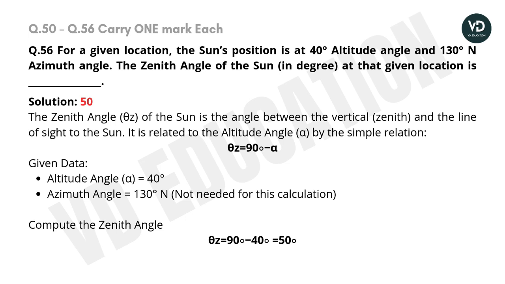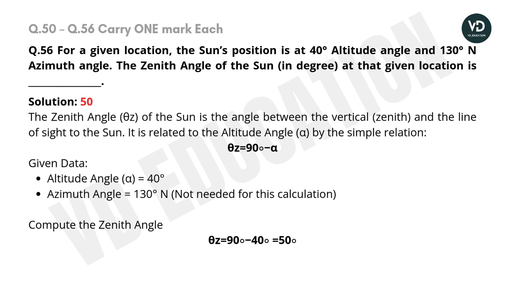Question number 56. For a given location, the sun position is 40 degree altitude angle and 130 degree north azimuth angle. The zenith angle of the sun in degrees at the given location is dash. This is a numerical type question, so let's discuss the solution.